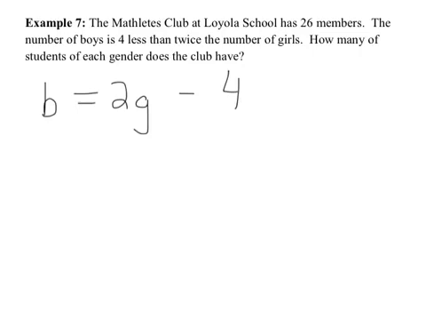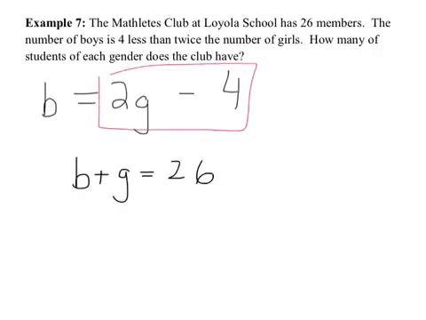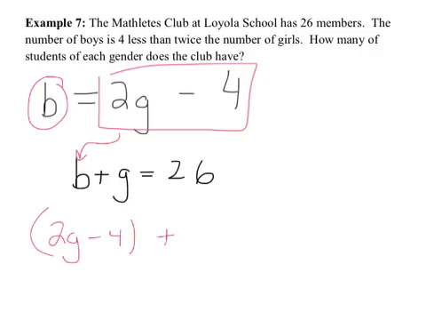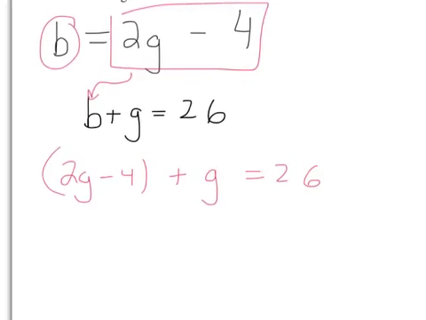Now, since there's only boys and girls in the club, the sum of boys and girls must be 26 members. But the problem is that there's 2 variables. So what you need to do is take this expression here and go ahead and plug it in for B, because this is the definition of B. B is defined as 2g minus 4. So we're going to have 2g minus 4, the number of boys, plus the number of girls, and that's 26. Now there's only one variable, and we could solve for the amount of girls in the club.